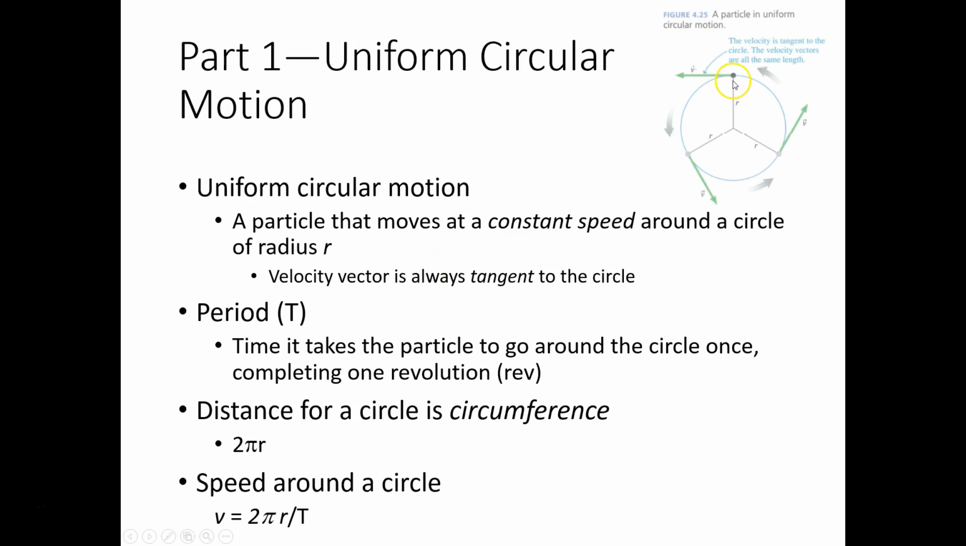The period is the time it takes for that particle to go all the way around for one revolution. The distance for a circle is called the circumference, and that's basically just 2 pi r. And the speed around a circle then is the distance, which is 2 pi r, divided by the period, which is T. So that's just some basics that we needed to cover so that we know what they are.